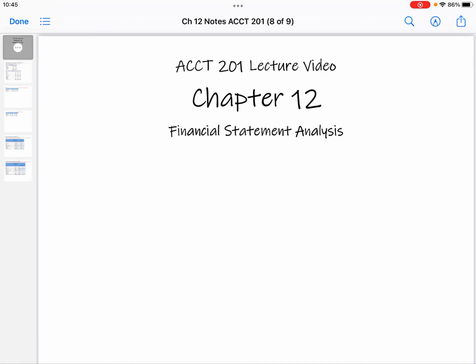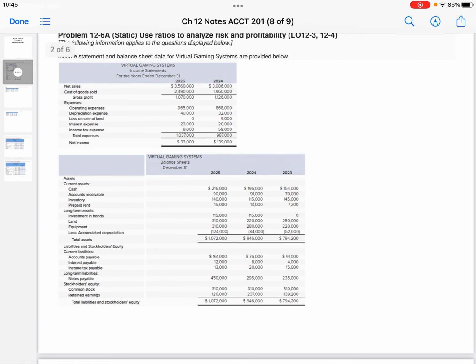So, okay, a couple of things. First of all, we're going to go over some ratios. Now, we have done ratios throughout, so this isn't completely new to you, but we're just going to bring them all together. In your chapter, there's a great couple of pages listing out all the different kinds of ratios. There are 2 categories that we're going to look at right now: risk ratios and profitability ratios.